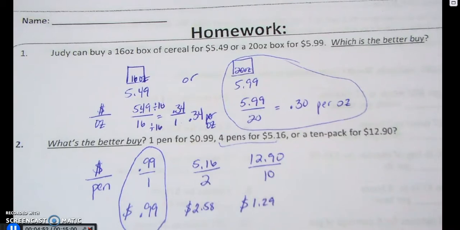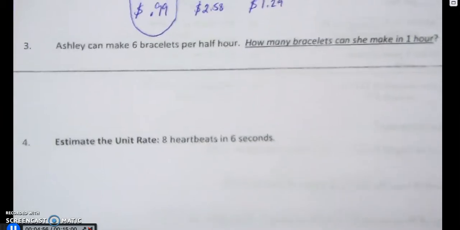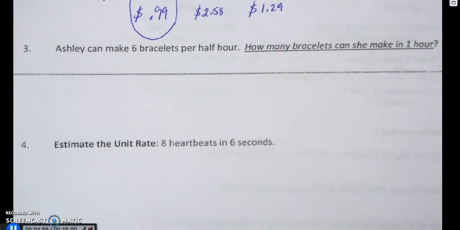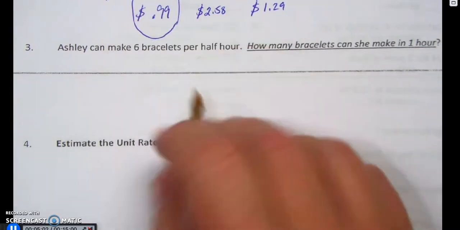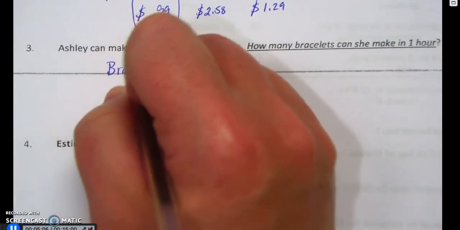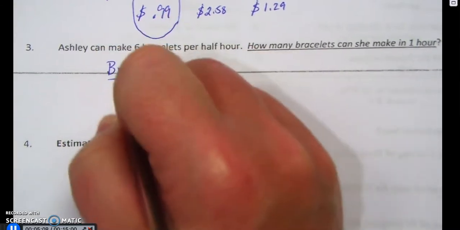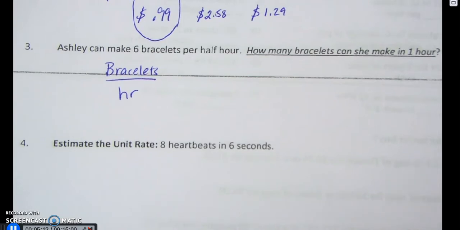Okay? Alright, Ashley can make 6 bracelets per half an hour. How many bracelets can she make per 1 hour? Okay, so we've got bracelets per hour. Those are your units. Those are your two things being compared. Okay, your independent, your dependent variable goes. It always goes back to those notes. And we're just breaking it in pieces and doing parts of those notes.